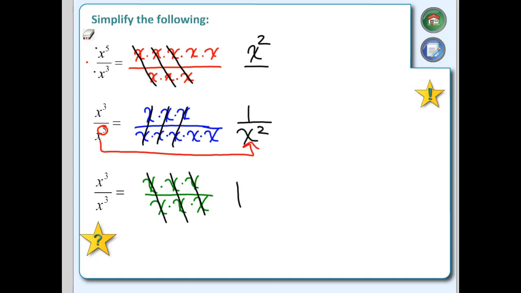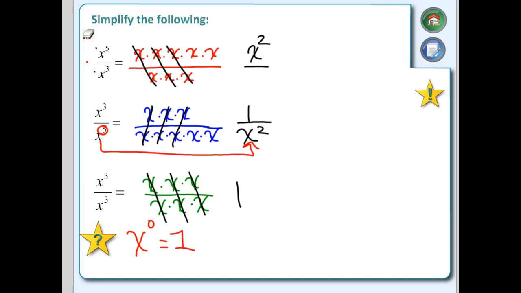Now, if we use this idea of subtracting, if I look at the last example, we've got 3 minus 3. Well, 3 minus 3 is 0. Does anybody remember from math past? What is x to the 0 power? Yeah, that's right. Anything to the 0 power is 1.